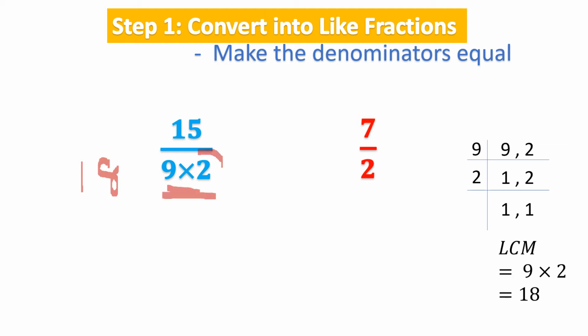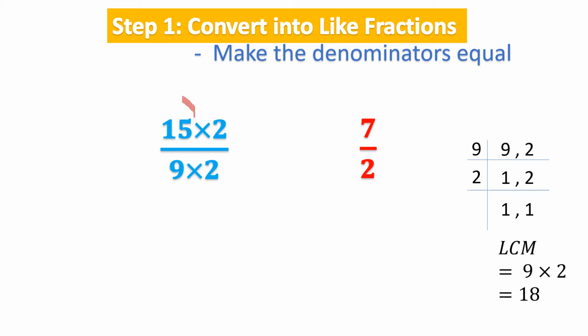Now whenever I do something to the denominator, I need to do that to the numerator also, right? So what do I do? 15 also I have to multiply with 2. Why do I do that? Because whenever I do anything to the denominator of a fraction, I need to do it to the numerator also. We have seen this in the previous class, right? So I multiply both the numerator and the denominator by 2.